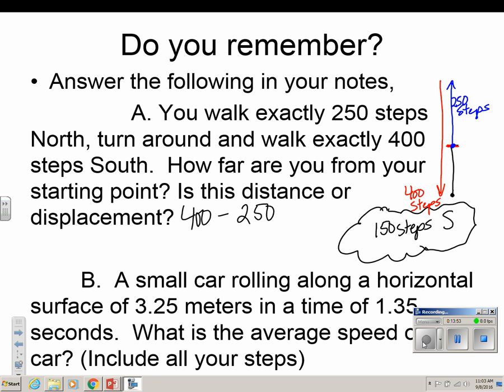You then need to plug in the information: 3.25 meters divided by 1.35 seconds. That work, even though it's going to be done in your calculator, must be on your paper, and the units must be included. Then you do that calculation in your calculator, 3.25 divided by 1.35, and you should have come up with an answer of 2.41 when rounded properly, and that would be meters per second. So you need your answer rounded correctly, and your units of meters per second with it as well.